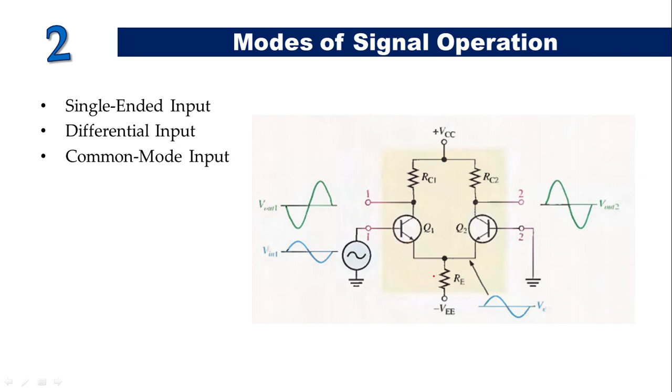So, single-ended input, it's either the 1 or the 2 that has an input, no? So, in this example, we have an input at 1 and the 2 is grounded, or we have no input there. Okay? So, once we have an input here, there is an imbalance in our current in the second part, or in Q sub 2.